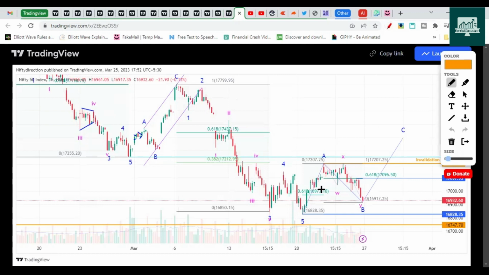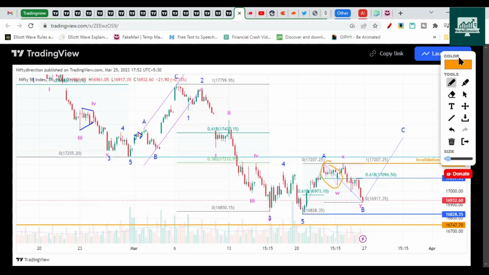Alternative case. So as you can see here, when you plot Fibonacci on these 2 points, here you see points from Fibonacci as 16,937. This has been breached, but there is a possibility that this could turn out to be a complex correction W, X, and Y. Here the move does not look completely impulse, but we have to be careful here.